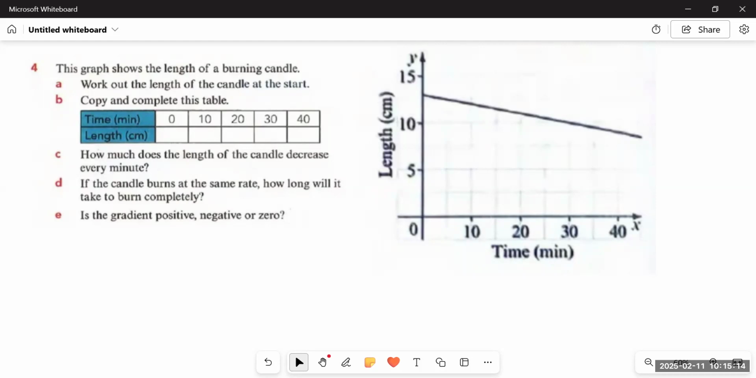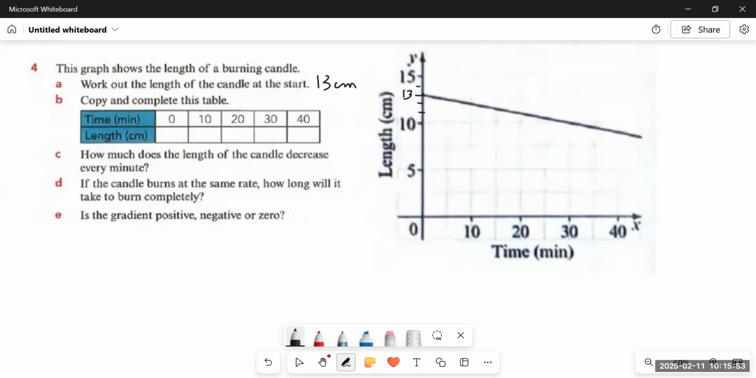We have to work out the length of the candle at the start. If you have to find out the length of the candle at the start, it is between 10 and 15 and it's close to 15 rather than 10. So we can say that it's 13 centimeters, right? If we make 5 units in between, 11, 12, 13, it is 13 centimeters. Simple. Now we have to copy and complete this table. At 0 time, that is when the candle was lit, it has a length of 13 centimeters.